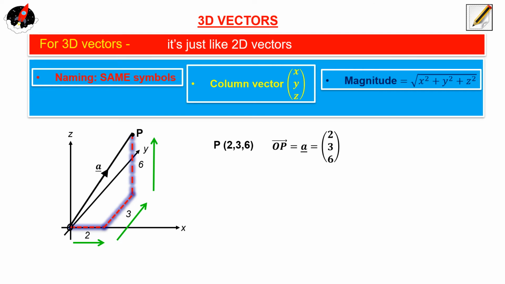To get the length of the vector OP, then we need to use that magnitude formula. So we do the square root of the components of OP, so that's 2 squared plus 3 squared plus 6 squared. And if we work that out, we get the square root of 49, and we know the square root of 49 can be written as a whole number, so that's equal to 7 units exactly.